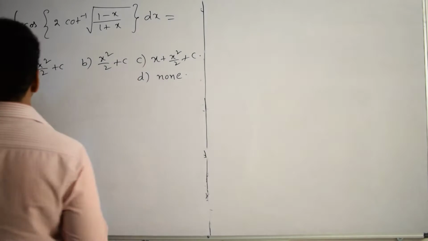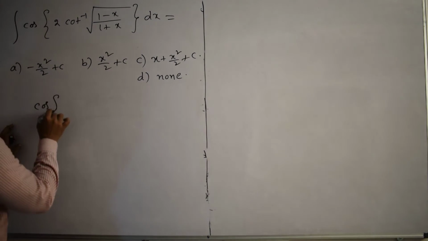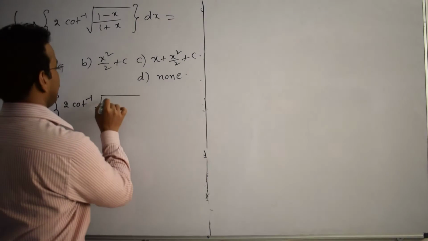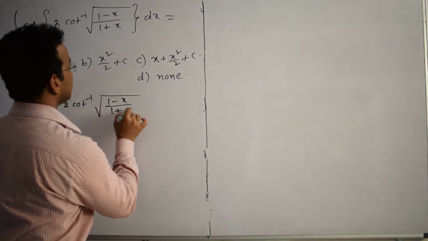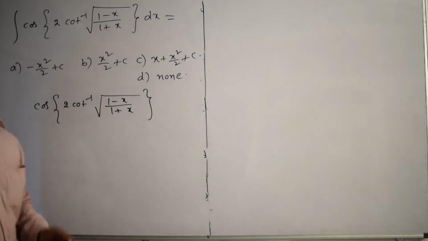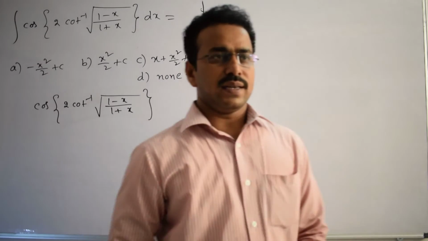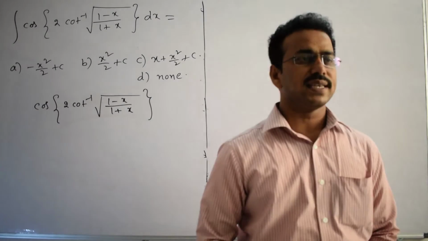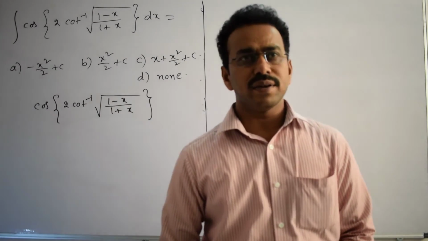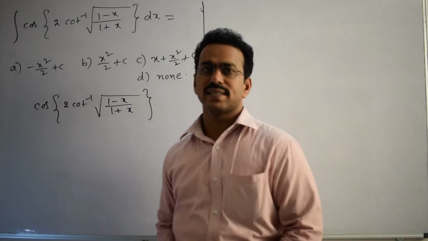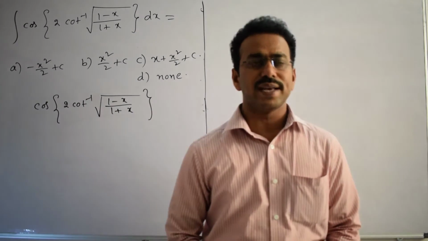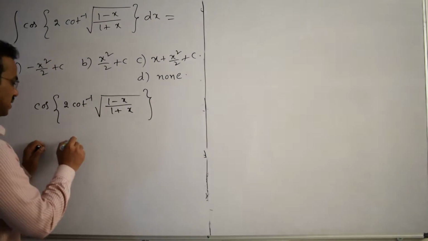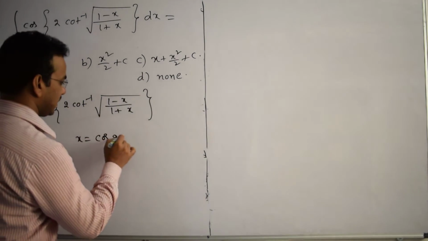First, let me take the integrand here. Cos of bracket open 2 cot inverse square root of 1 minus x by 1 plus x bracket close. This is the given integrand. Clearly, in the given integrand, there is a square root of 1 minus x by 1 plus x. Whenever you are facing this type of fraction under the root, definitely you have to substitute x equals cos 2 theta. Now, let me substitute and then simplify. Here x equals cos 2 theta.